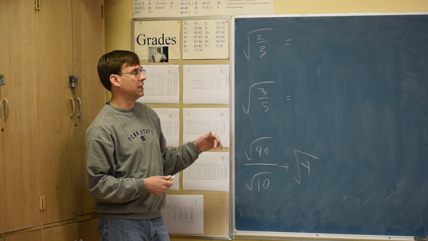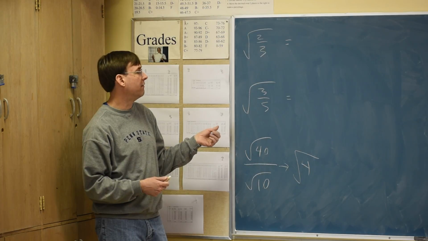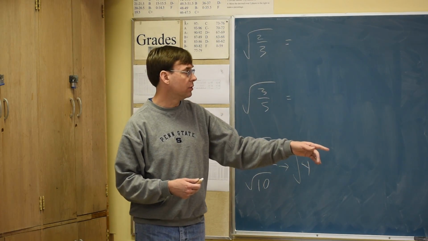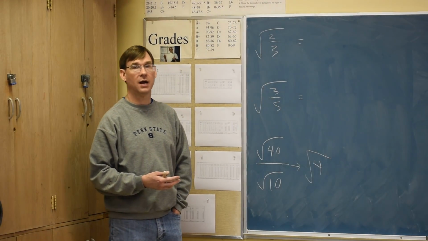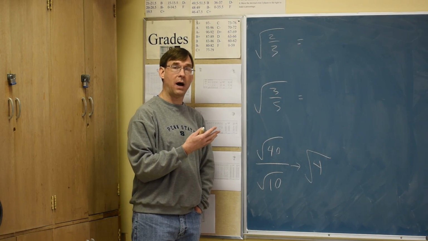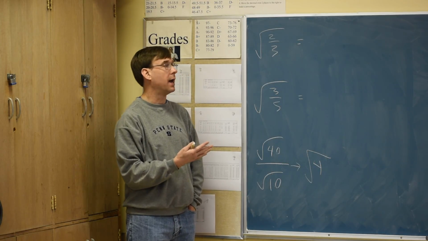One of the main rules is you're just not allowed to have roots on the bottom. Roots on the bottom have never been allowed. So any of these problems that right now have roots still on the bottom, we're going to have to address that. And the way we're going to address that is we're going to multiply the bottom and multiply the top by some number we'll choose to make the root go away.